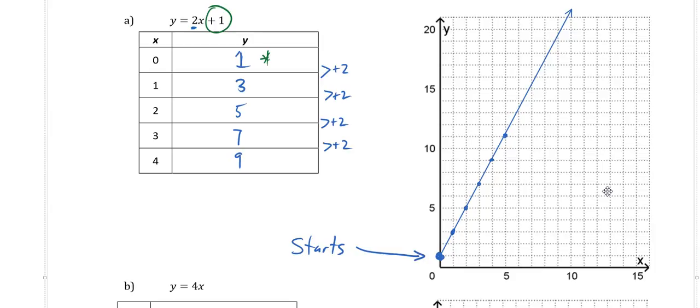What do you think? How could I tell if I made a mistake?